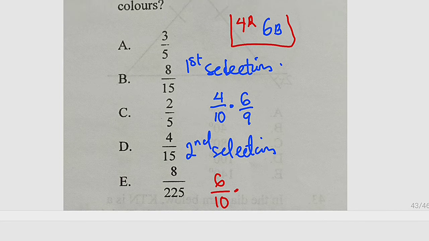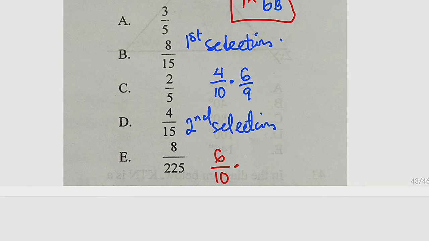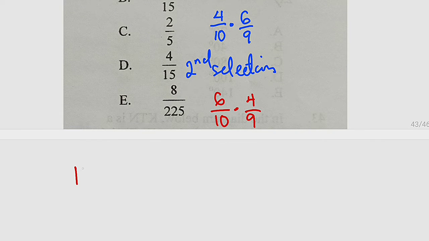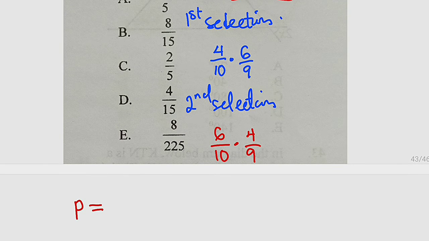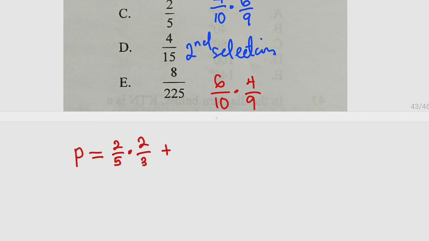Then multiplied by 4 out of 9, because the number of balls has reduced. So we have 4 out of 9. To find the probability, we are going to take the sum. The probability will be the sum of this 4 over 10, which we can write as 2 over 5 in the lowest term, multiplied by this in the lowest term. 3 can divide 6 two times, and 3 can divide 9 three times. Then we need to add it to the other one.